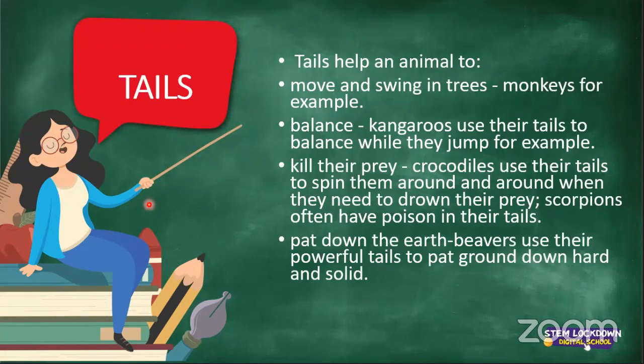The next one is a beaver. I don't know if you've ever seen a beaver's tail. It is flat, and it is hard, and it is wide. A beaver uses its tail to pat down hard ground to make it solid, because remember, they also use it to build their homes. Go look it up after this lesson. Go Google a beaver's tail.